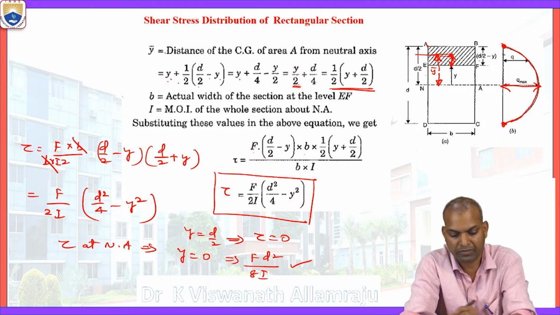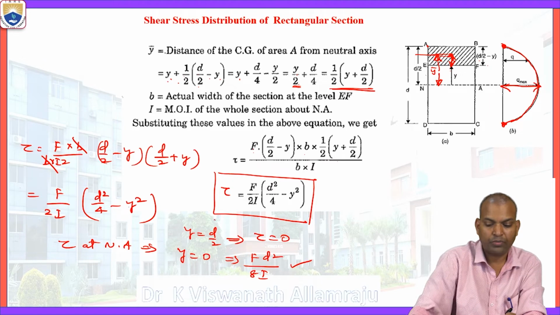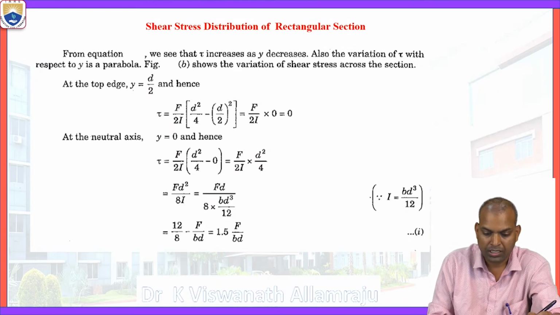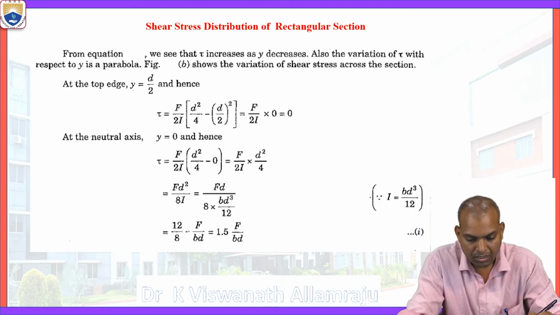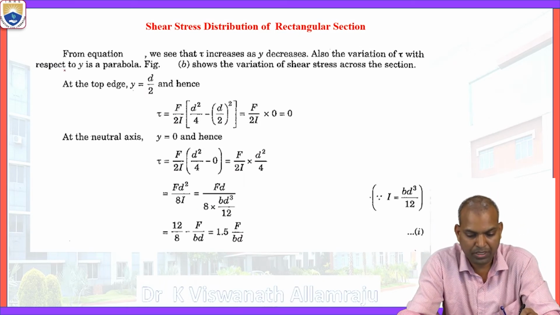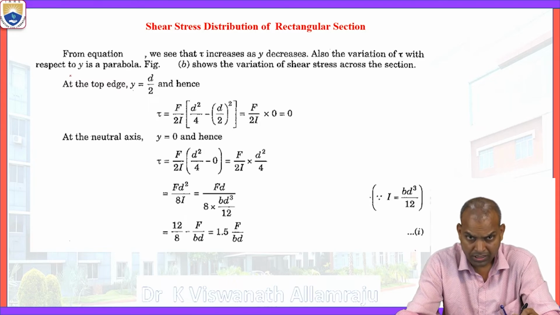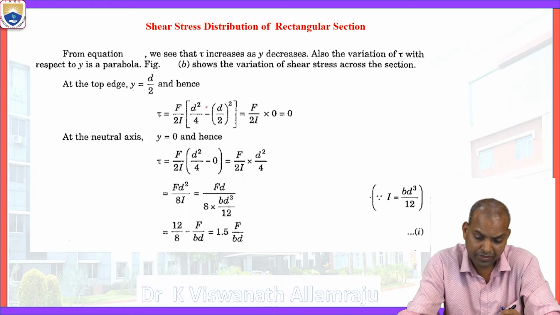Okay, this is the shape equation. This is the formula for shear stress distribution over a rectangular section. What we discussed here, from the equation tau equal to F by 2I times d square by 4 minus y square, is that tau increases as y decreases, or when y increases, tau decreases.